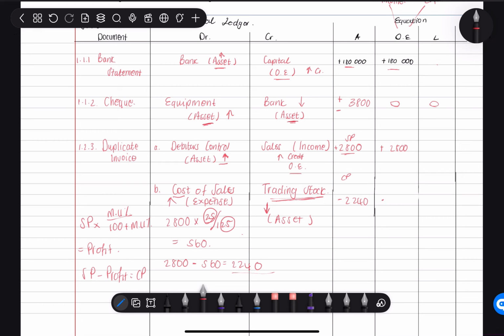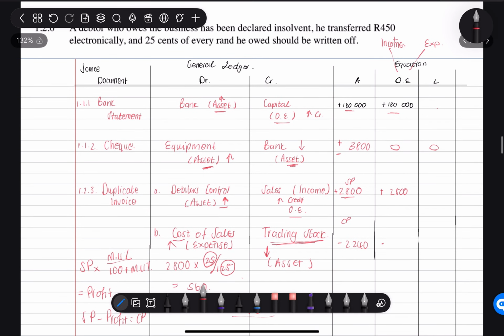So owner's equity increases by income and decreases by expense. So we're going to say minus, because it's an expense, 2,240. Does this make sense? And the difference between those two is then your gross profit or your profit.